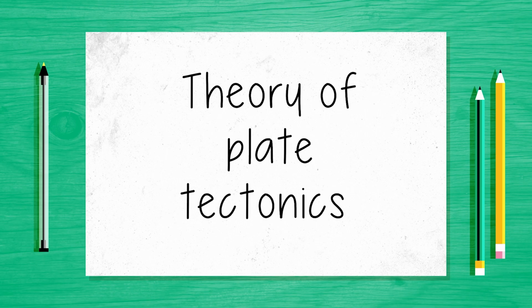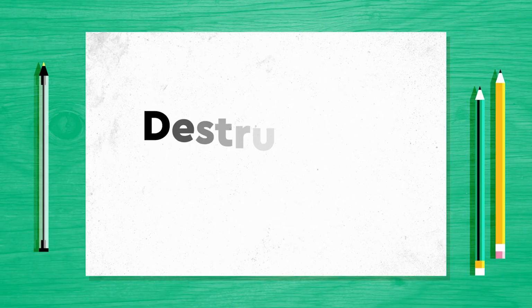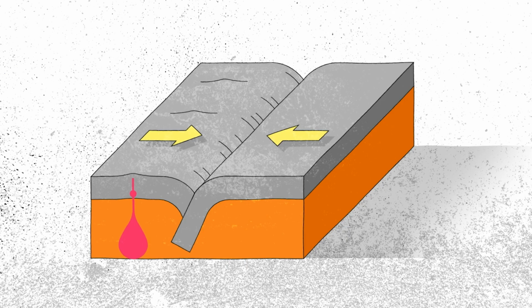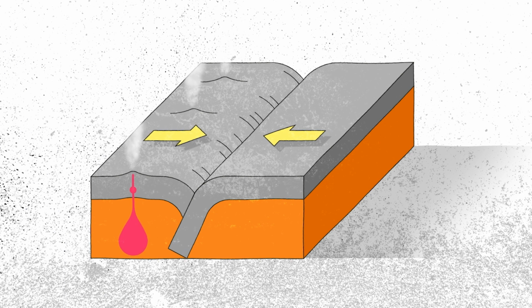This movement of the plates and the activity inside the Earth is what we call the theory of plate tectonics. Okay, so now that we've established that there are different types of tectonic plates and that these plates move in varying directions, we can look at the three different types of plate margin. Firstly, there are destructive margins. These margins occur when there are two plates moving towards each other.